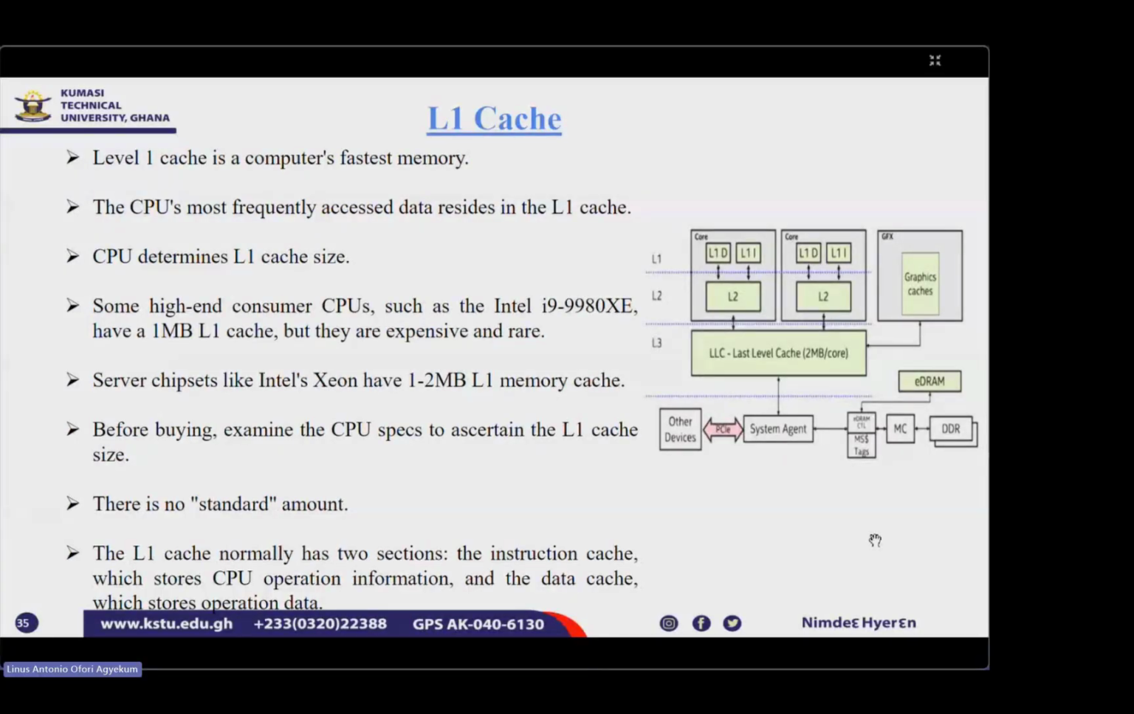So there is a graphical illustration of how a cache memory looks like and how it is connected to other parts of the computer.